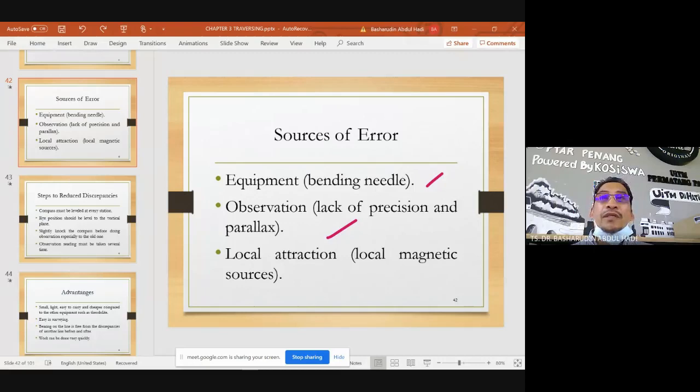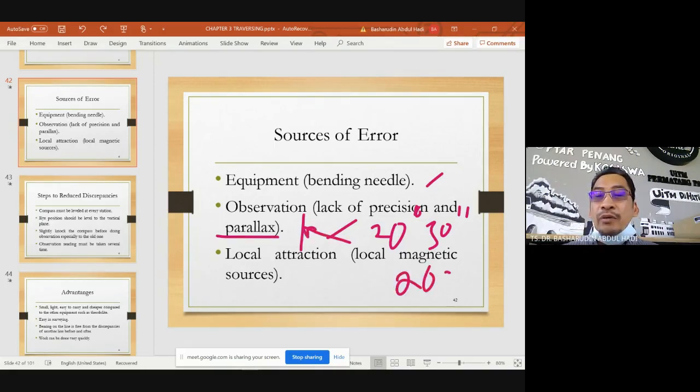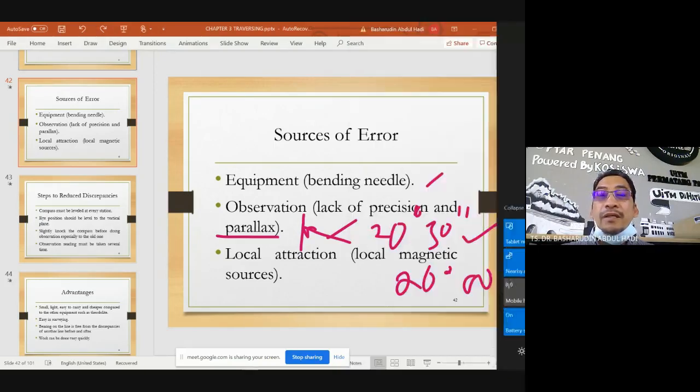Sometimes the compass has a focus point, an observing lens. So you observe the object not in the center, and then you read the readings. Maybe the actual reading is 20 degrees, 30 minutes, but when you observe through it, you put your target here, and maybe you read 20 degrees, 0 minutes. This one is wrong, this one is right.